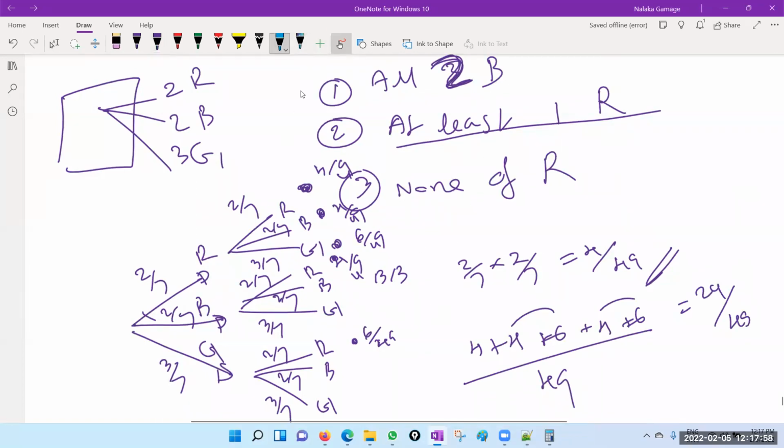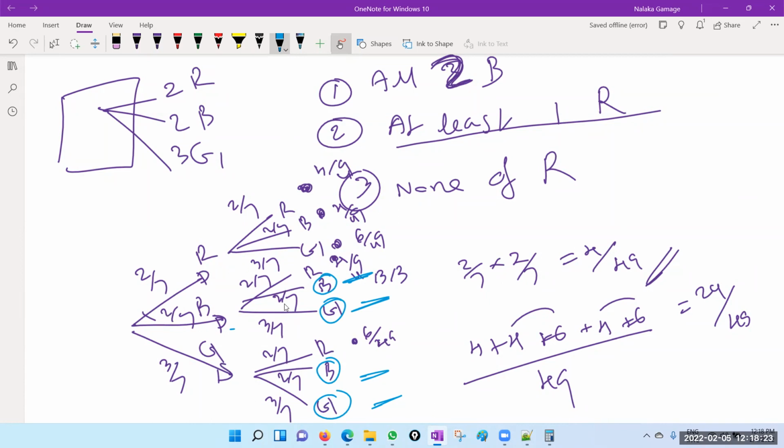So that means this you can't take, this you can't take, this you can't take, this you can't take, because red is there. So this you can take, this you can take, this you can't take, this you can take, this you can take. Okay, so in these situations, none of the elements is red because it is blue, blue, blue, green, green, blue, green, green.